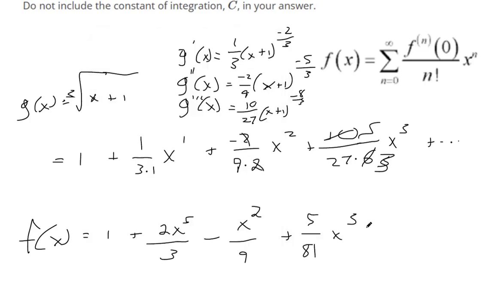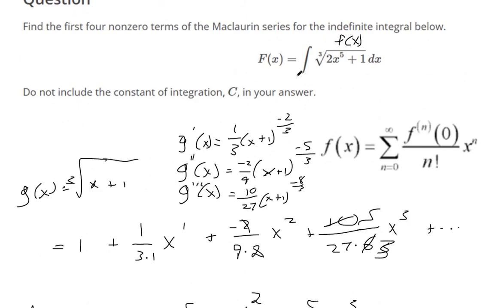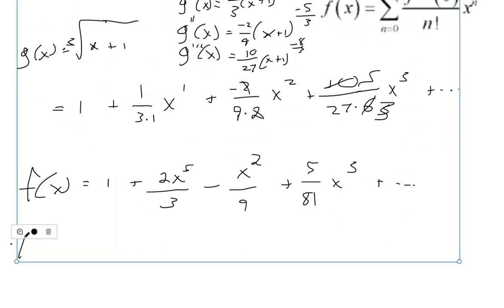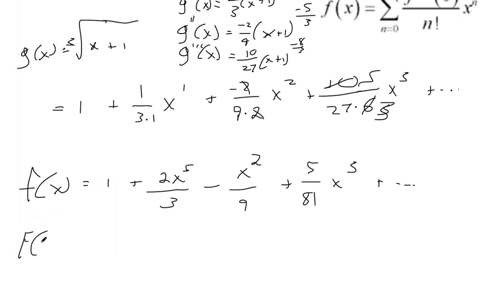x to the third. Okay, they wanted the integral, though, of f of x, so you just have to integrate term by term. Because the integral operator is a linear operator. If you integrate this entire thing, you can just integrate term by term, just like the derivative operator. So the integral here is x. The integral here, it's going to be x to the 6, so I'm going to do 2 over 3 times 6, x to the 6, because you multiply by the reciprocal of the new power when you find an integral.